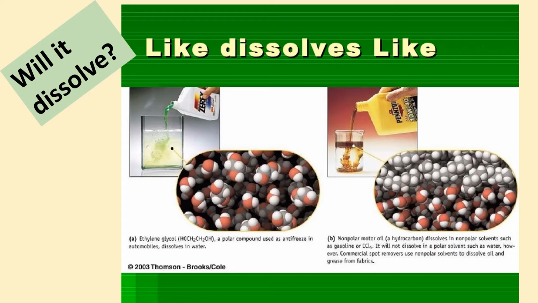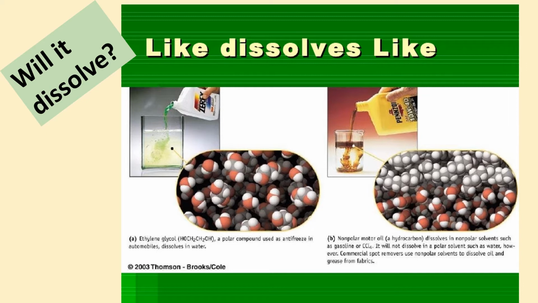So will it dissolve? The rule for dissolving is like dissolves like. In this picture, you see molecules of water and molecules of ethylene glycol, and they're similar, so they mix together. And by similar, I mean they're polar and they have similar structures, and so they can mix together. So they're like each other, and so they like to dissolve.